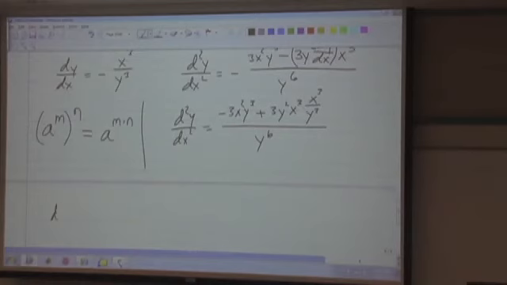And now d squared y over dx squared is equal to, let's see, 3x to the sixth minus 3x squared y to the fourth divided by y to the seventh.